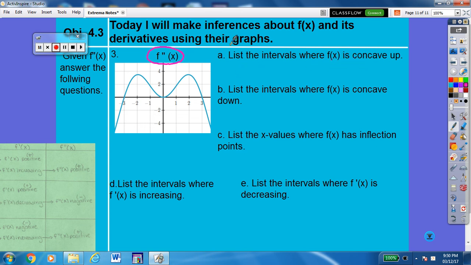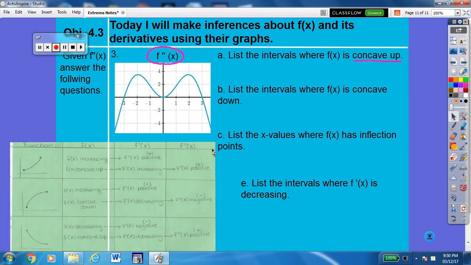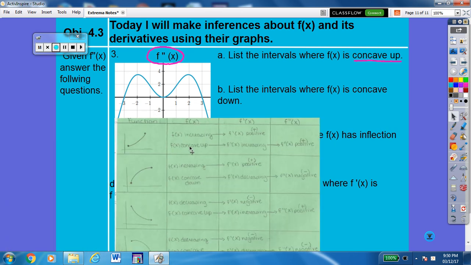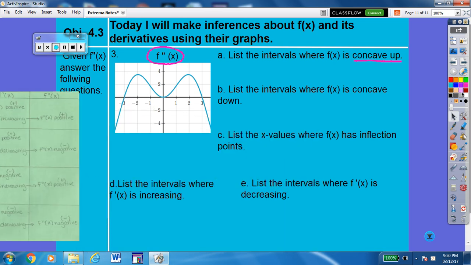f of x, again, this is the second derivative, and we're being asked a question about f of x. f of x concave up means, if you look at your chart, that the second derivative, which is what we're looking at, is positive. So that means I need to look for places where the second derivative is positive.